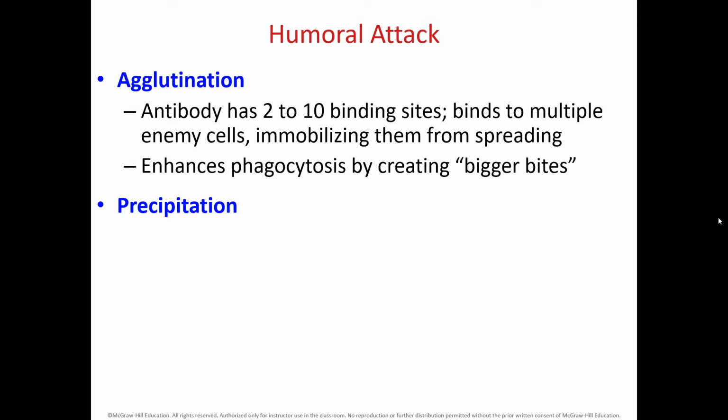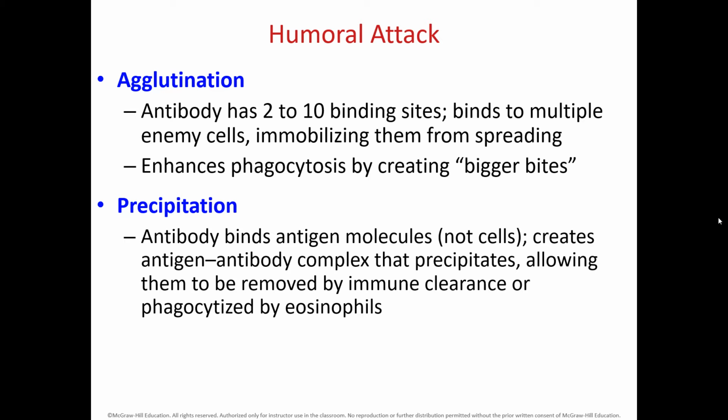And then finally, we've got precipitation. With precipitation, what we are basically doing is we are again binding to the antigens, kind of precipitating them or bringing them out of solution, making them more obvious, clumping them together so that they're bigger and easier to be removed by immune clearance if we're talking about the complement system, or they're easier to be phagocytized by eosinophils.